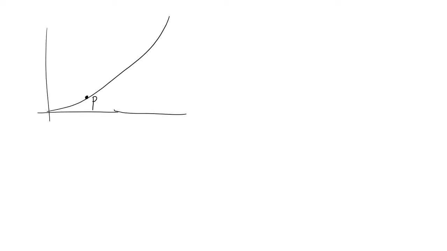So that's point P, and that is point Q. Now, if we draw a chord connecting point P and Q and find the gradient, we will be finding the average rate of change. Now, in this video, we'll be focusing on the instantaneous rate of change. Let's say the instantaneous rate of change at point P. So we're trying to find the gradient of this tangent.